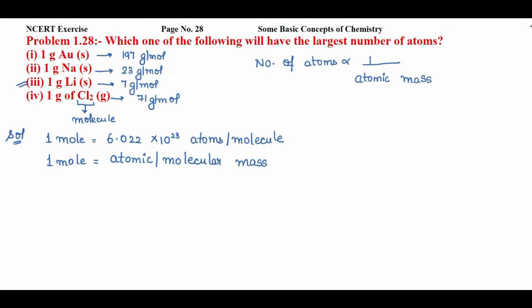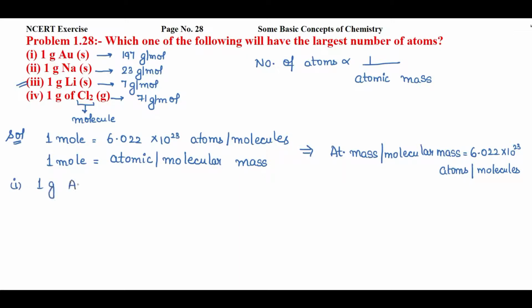So let's combine these two concepts. The final concept will be that the atomic mass or molecular mass will be equal to Avogadro number of atoms or molecules. So let's see the first problem, that is 1 gram of gold.